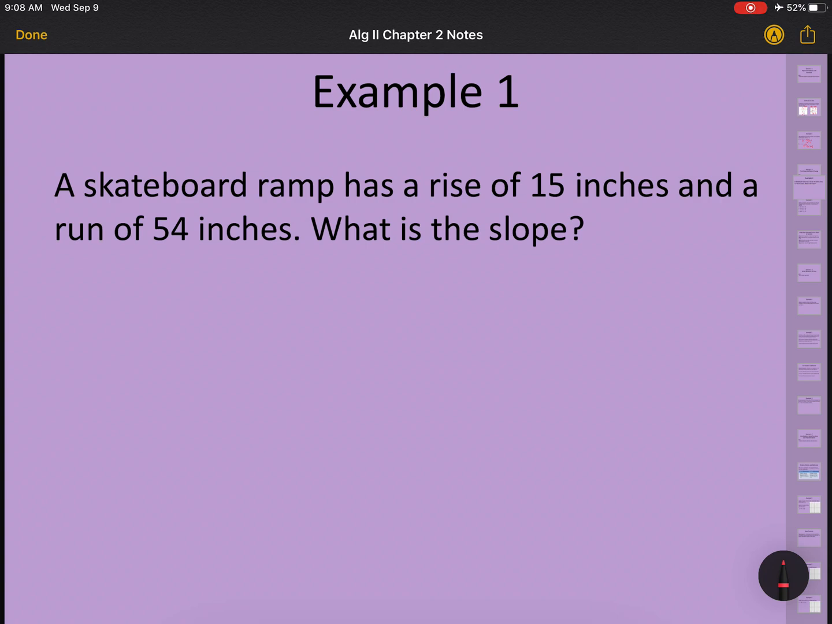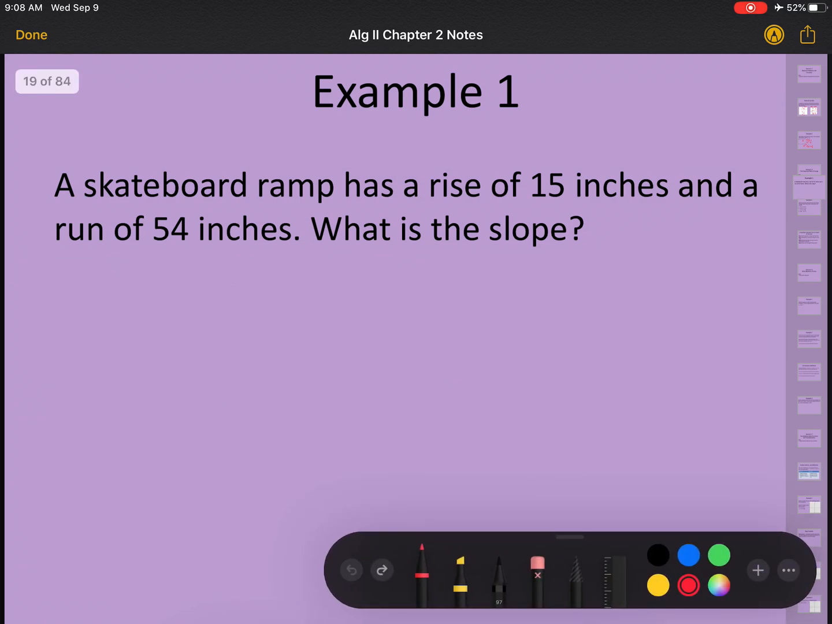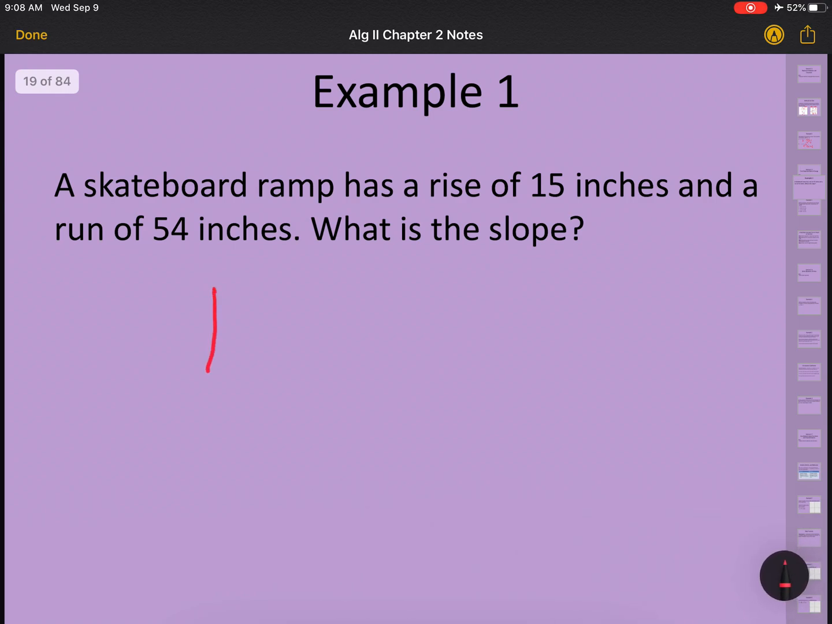So if we sketch that out, here we have this ramp, and it looks like an awful ramp. So a little bit better one here. Okay, it has a rise. So the keyword there was rise, so it's going up, was 15 inches. And a run, so the horizontal way, is 54 inches. Well, we want to know the slope of this.